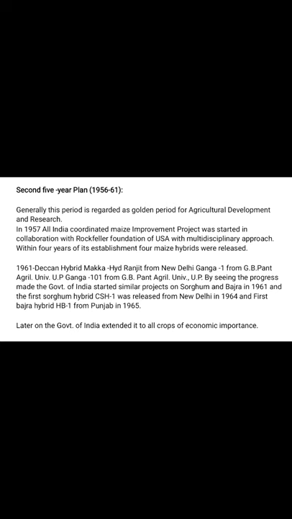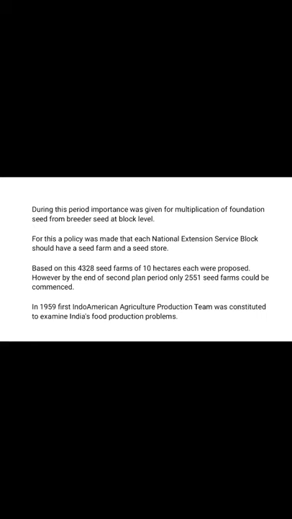By seeing the progress made, the government of India started similar projects on sorghum and bajra in 1961, and the first sorghum hybrid CSH-1 was released from New Delhi in 1964, and the first bajra hybrid HB-1 from Punjab in 1965. Later on, the government of India extended it to all crops of economic importance.